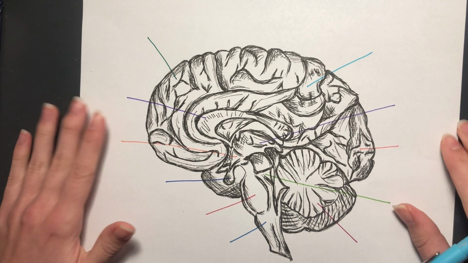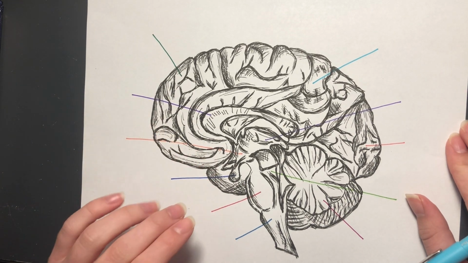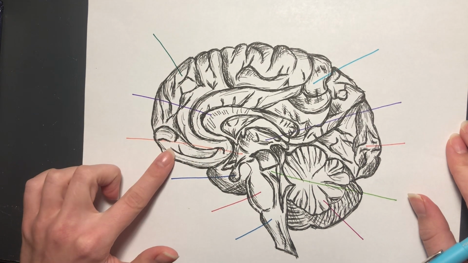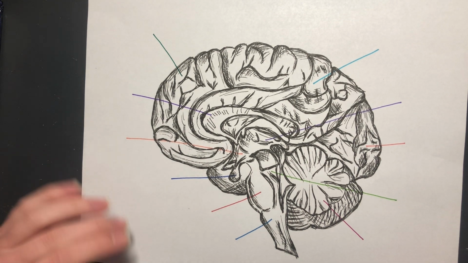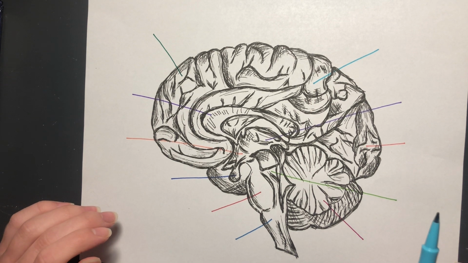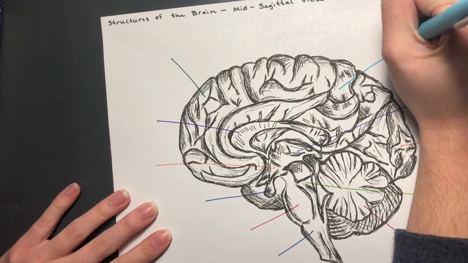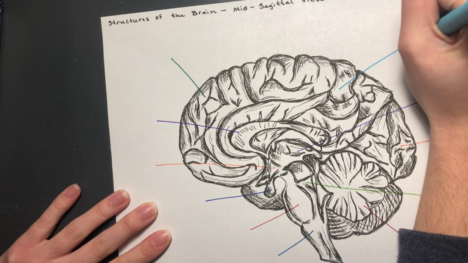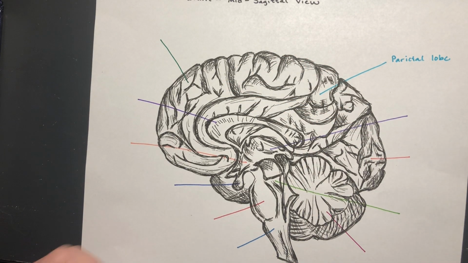In order to learn more about this, we're going to be labeling a diagram of the mid-sagittal view of the brain, which I've drawn out here. Not all structures of the brain will be discussed here, just some of the important ones. First, we're going to talk about some of the lobes of the cerebrum. So first we have the parietal lobe, which is this range here. The parietal lobe is responsible for processing information about temperature, taste, and touch.